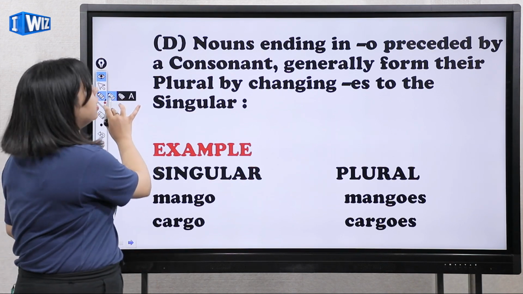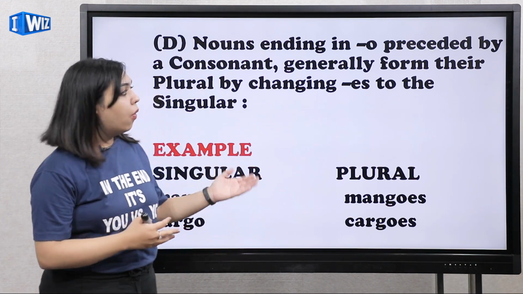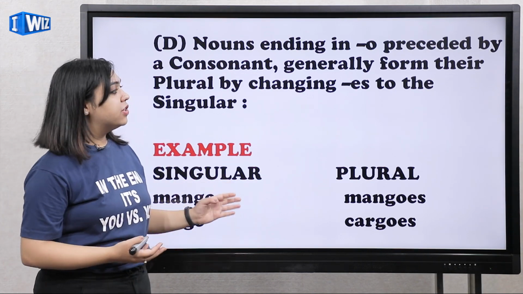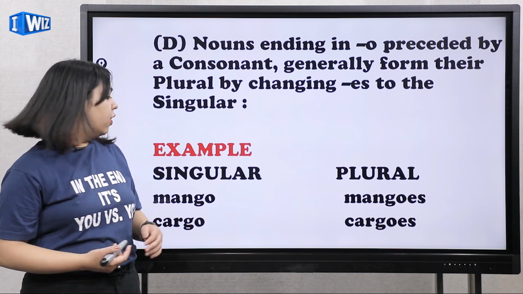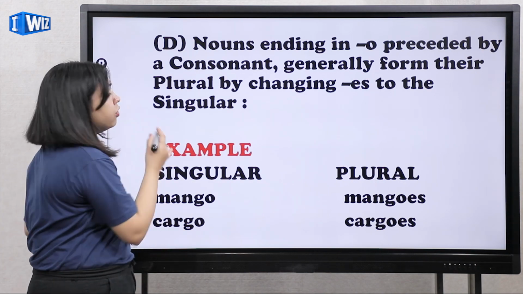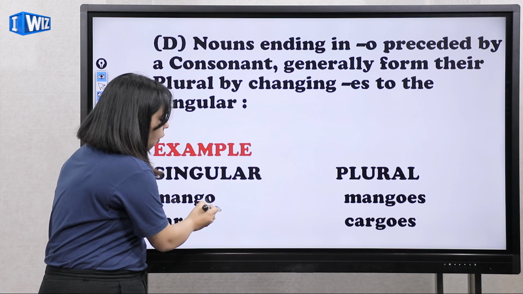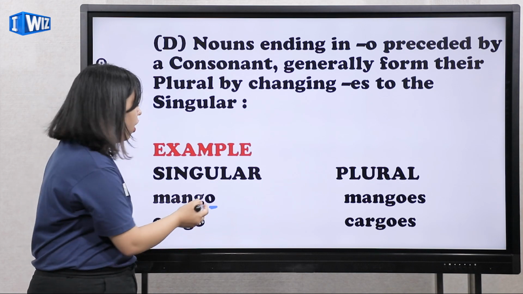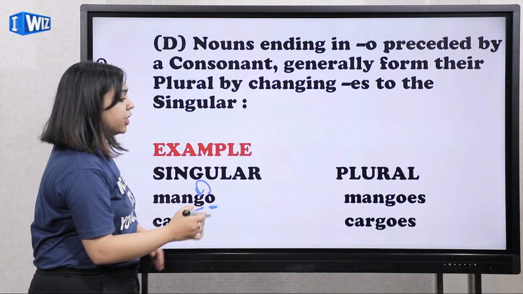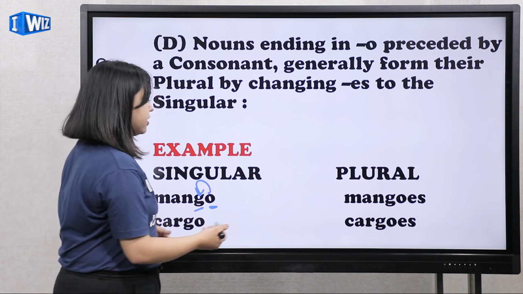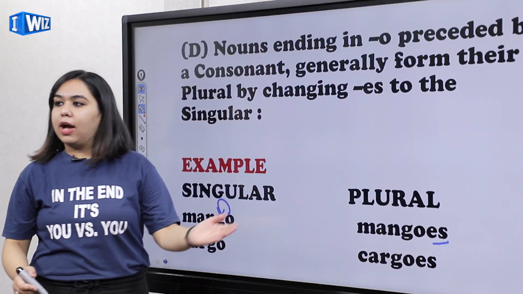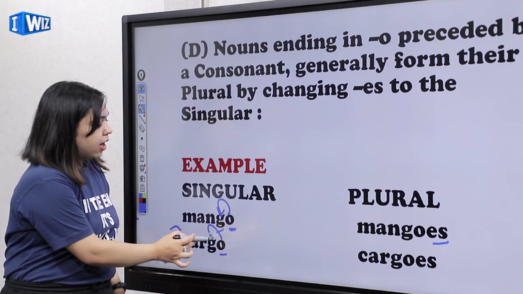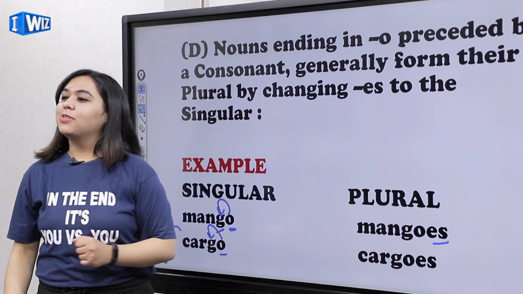Now we'll be talking about the nouns that are ending in o preceded by a consonant. They generally form their plurals by adding es to the singular. They're trying to say that if you have a noun which ends with an o, and it is preceded, meaning the letter before o is a consonant, it will get changed by adding es. For example, mango, mangoes. Cargo, cargoes. Just o should be preceded by a consonant and it is converted into es.